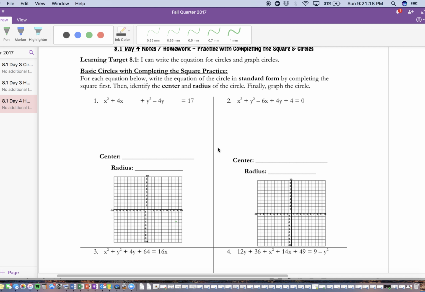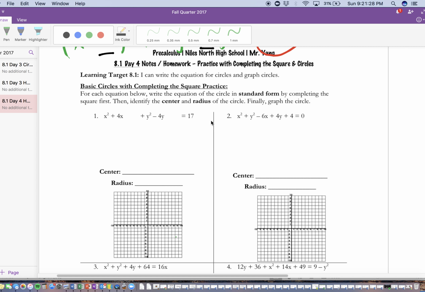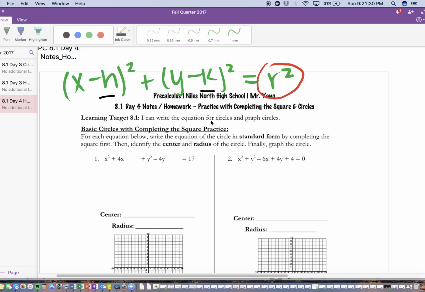Hi guys, in this video we're going to take a look at 8.1 day 4 notes and homework with completing the square to help us write the equation of a circle in standard form. So if you remember, the equation of a circle in standard form is given by the quantity x minus h squared plus y minus k squared equals r squared, where h and k give us the center of the circle, and r gives us the radius of the circle.